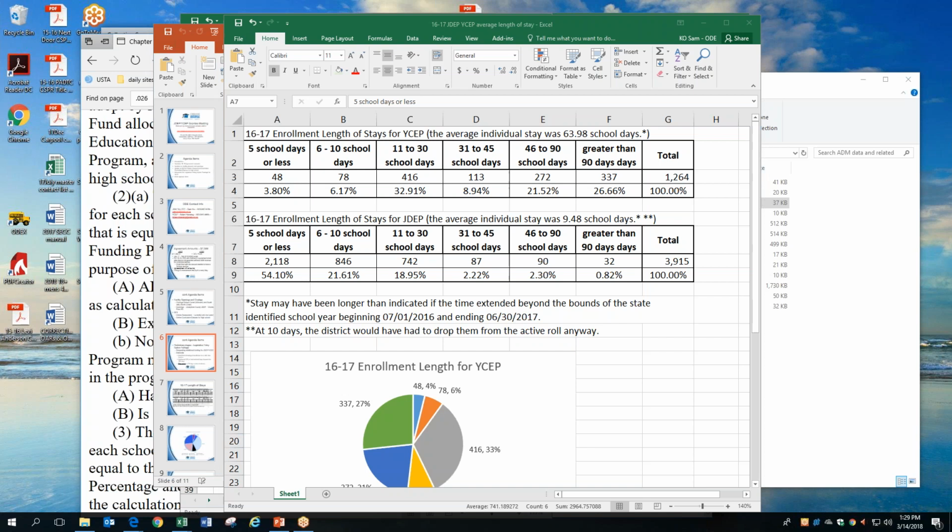So yes, if Isaac doesn't return, then it could impact Roseburg High School. But theoretically, for kids that are just gone for less than 10 days, they should be the high school or that school district's student. Thanks, Sam.